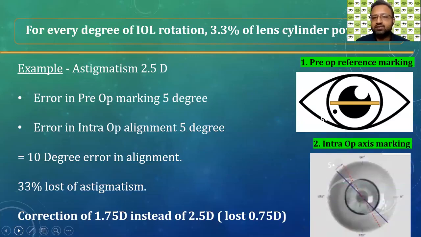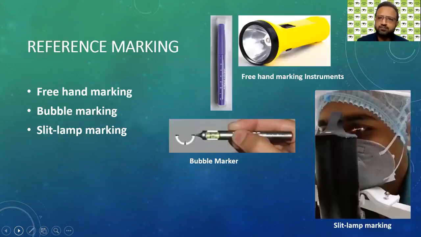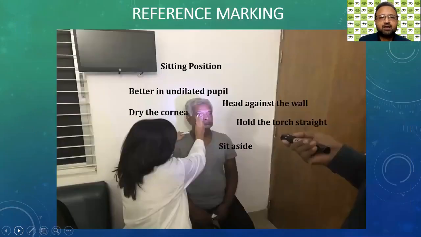The picture shows the pre-op reference marking, that is horizontal to the eye, which we usually do on the temporal side, and the intraoperative axis marking, which we usually do. In case of reference marking, we can do freehand marking, bubble marking, or marking by the slit lamp.